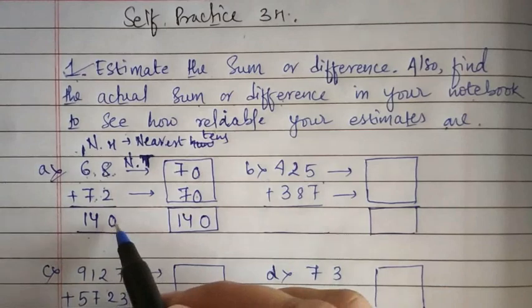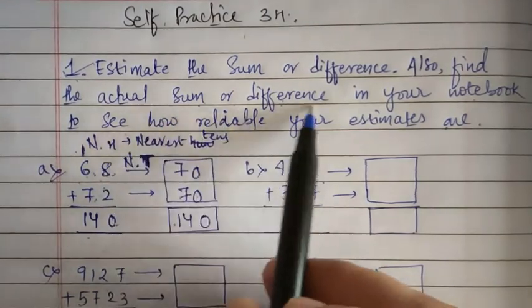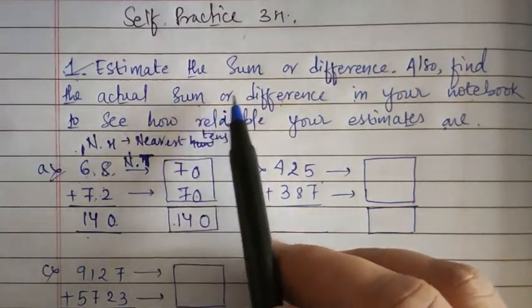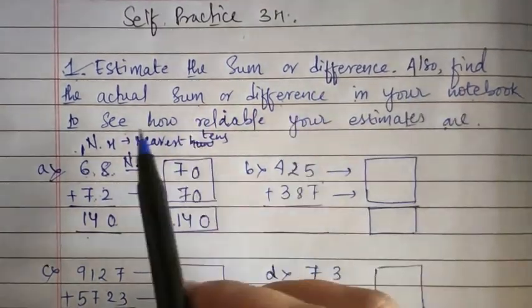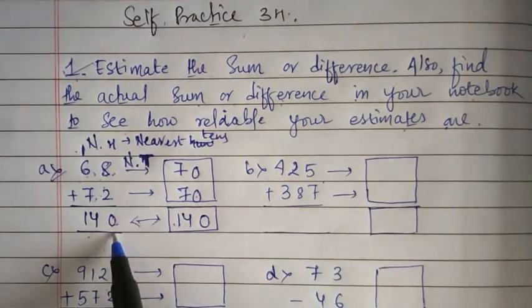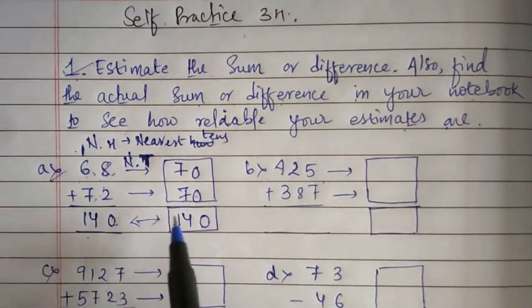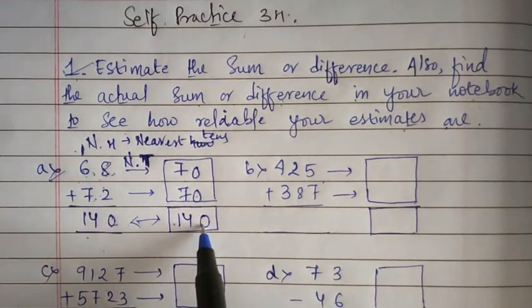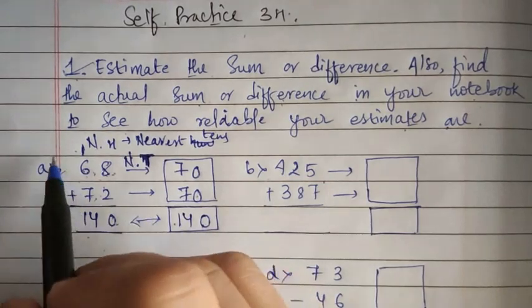So you just see what they have asked us to do. You have to find the actual sum or difference in your notebook to see how reliable your estimates are. Our estimate is reliable, the same as the actual in this case. After rounding off the figure also, we got the same result, isn't it? So I hope you have understood this.